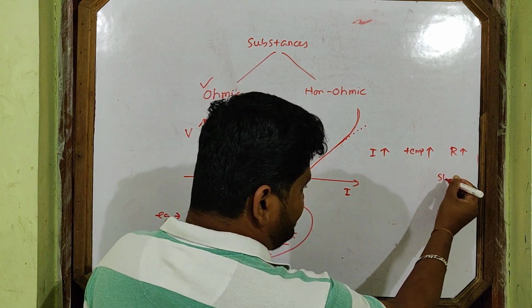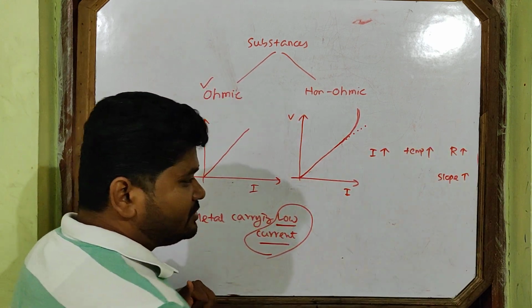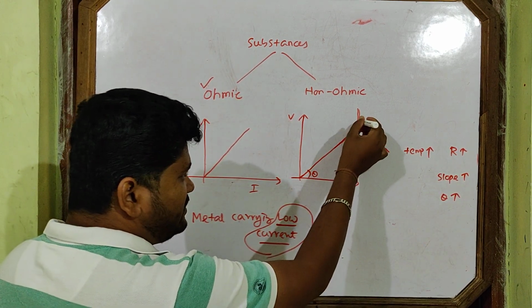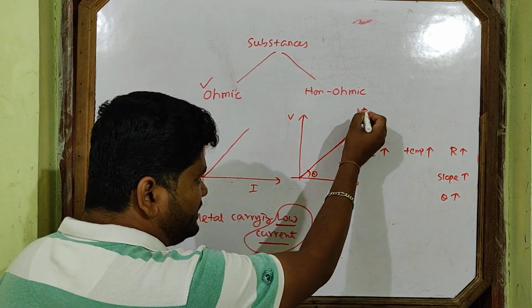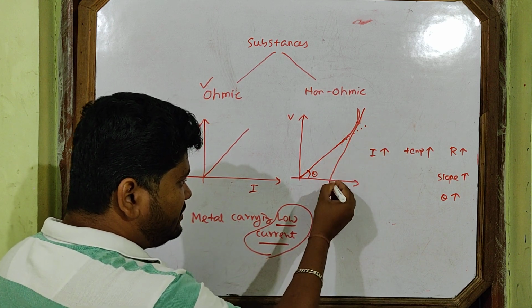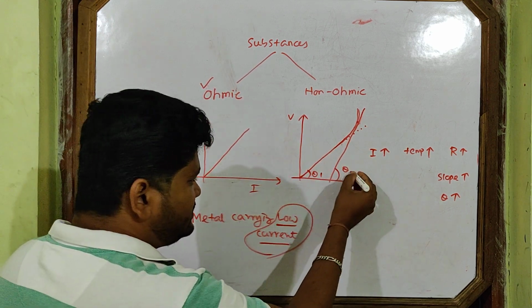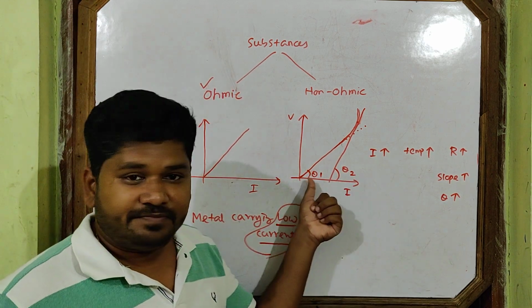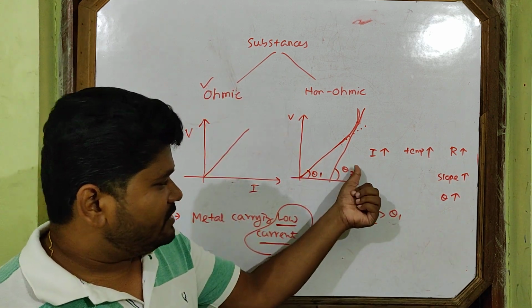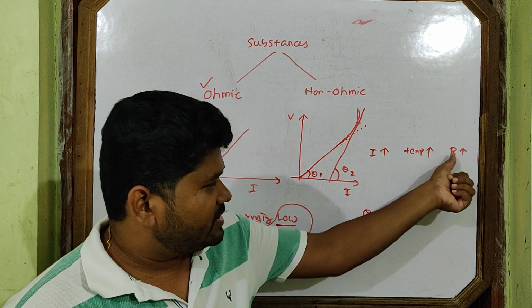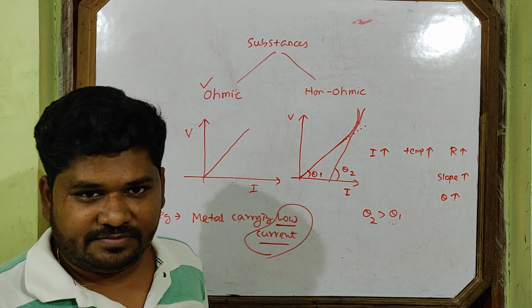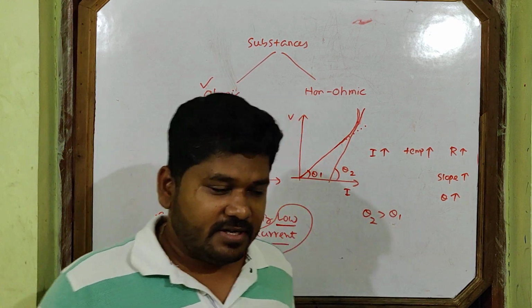I am writing a few more steps. See, slope increases. Slope increases means theta increases. Here is the theta, but here we will calculate the slope. How will the tangent be? The tangent will be like this. See, this will be the theta. This is theta 1, this is theta 2. Which theta is more? Theta 2 is greater than theta 1. So more theta, more slope, more resistance. So resistance increases, and the graph will bend towards the up. Now you are clear about this.